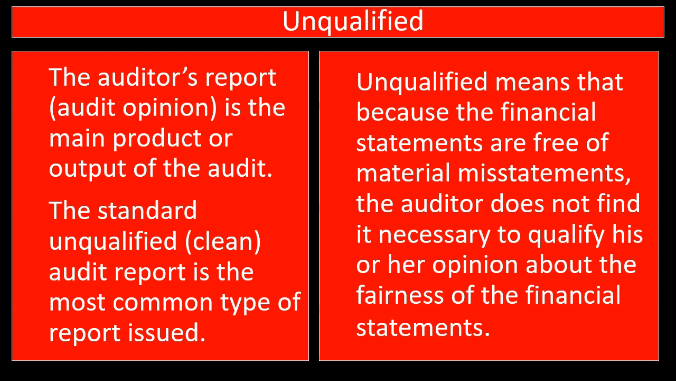Unqualified means that the financial statements are free of material misstatements. So they don't have the material misstatements, and recall what material means: those that would change the opinion of a decision maker that is reasonable. So we have that term, reasonable decision maker. The auditor does not find it necessary to qualify his or her opinion. So we don't have a "but" in there, right? We don't have a "this is the way it is, but" except qualification about the fairness of the financial statements.